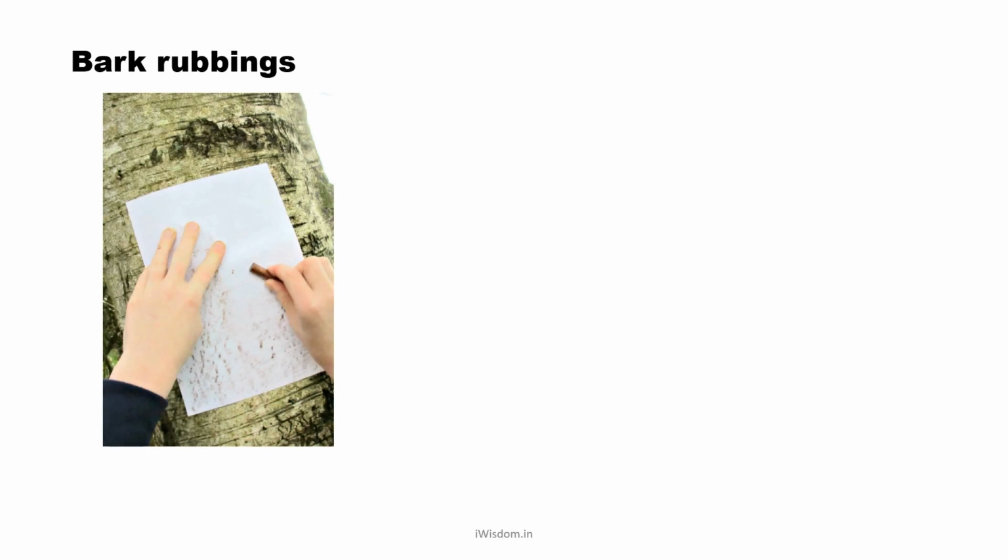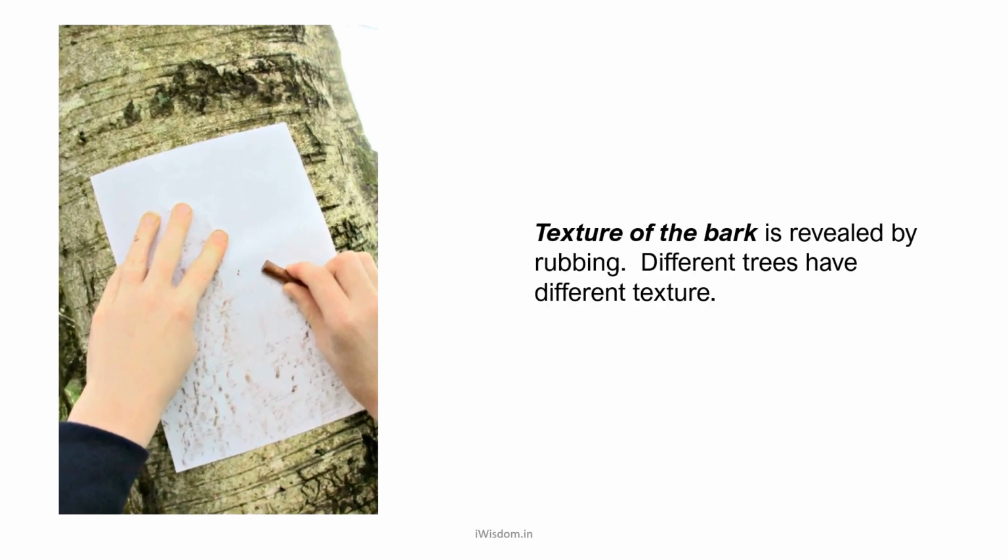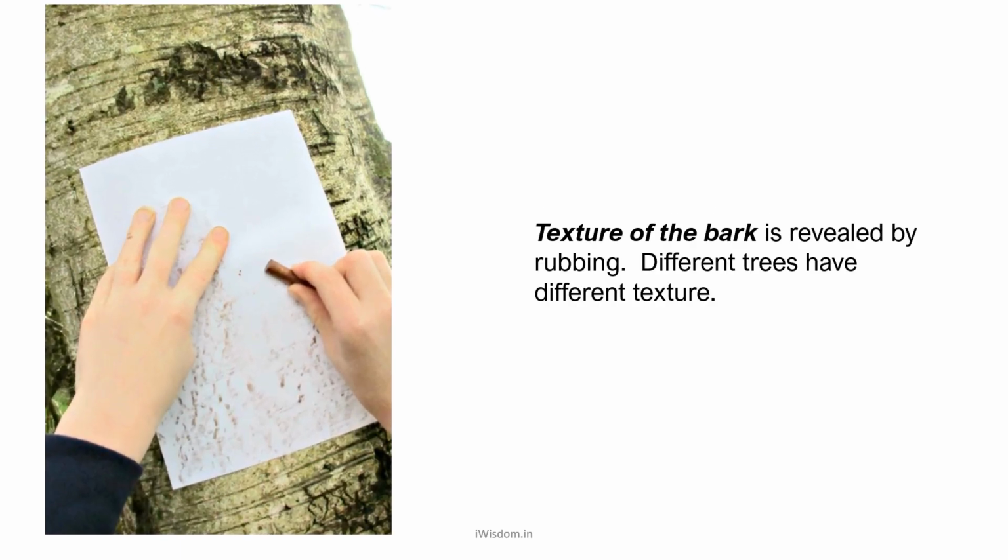Now do the rubbing for trees in the neighborhood. Like leaf, just place a paper on the trunk, and rub the crayon or color pencil on it. Here it is, Mr. Viz. Texture of the bark is revealed by rubbing. Different trees have different textures. Excellent.